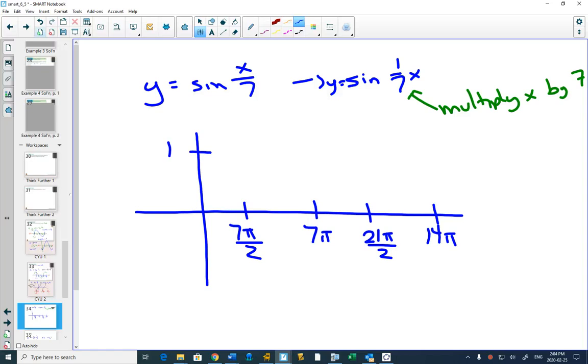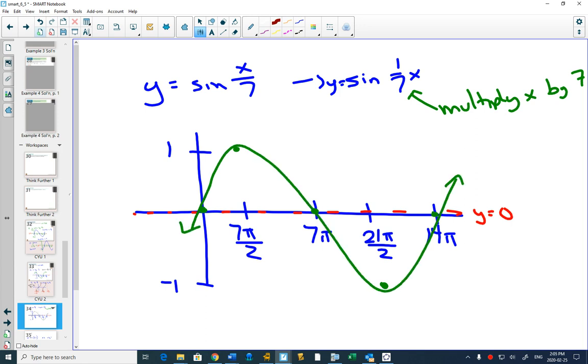The maximum for sine is 1, minimum is -1. A sine graph starts on your sinusoidal axis, going up. So I'm starting here, going up, maximum, back to center line, minimum, back to center line. Perfect. And we've drawn our graph. What's our period? The period is 14 pi.